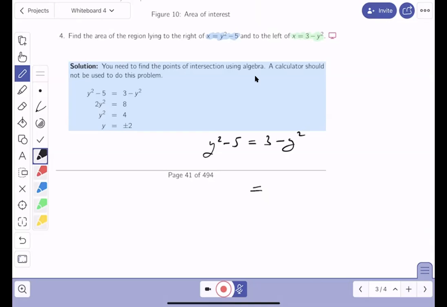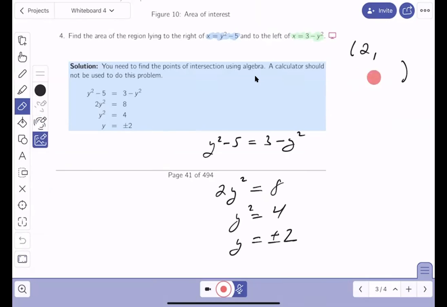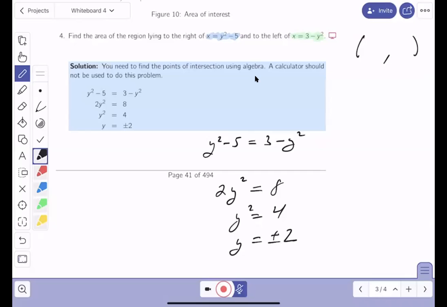So what do you get over there? You would get 2y squared, because I'm adding y squared to both sides. Add 5 to get 8. Divide by 2, you get y squared is equal to 4. That means y would equal plus or minus 2. So I know I've got intersecting points, one occurs at 2 and the other at minus 2. Whoops, that's not right. It's y, isn't it? Let me erase that. That's important, isn't it? So the y is 2 or minus 2.